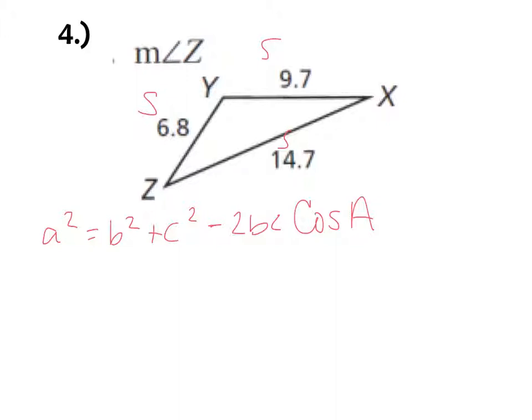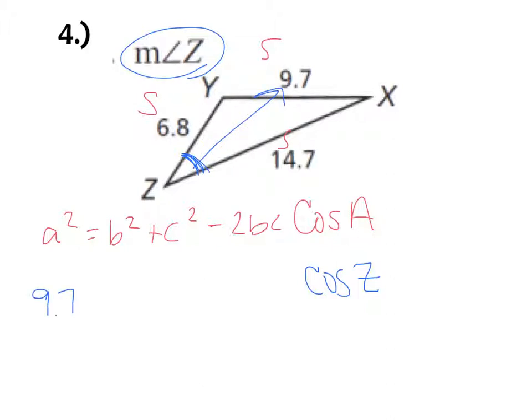So I am interested in finding angle Z. So angle Z is who I'm interested in. So his buddy, 9.7, has to be the side that's over by himself. Now my other two sides, 6.8 and 14.7, those are going to be B and C, and it doesn't matter who I call B and who I call C. They are interchangeable.